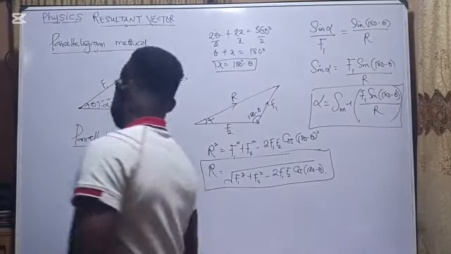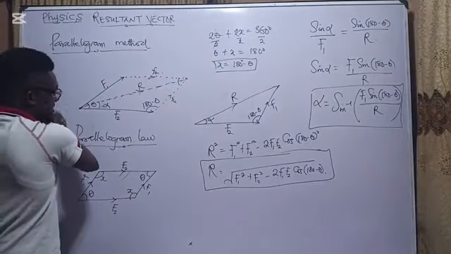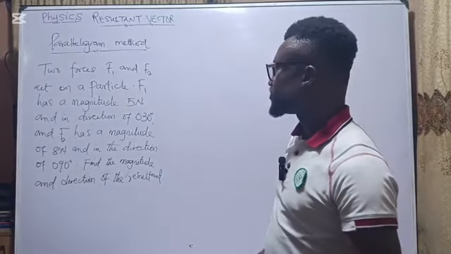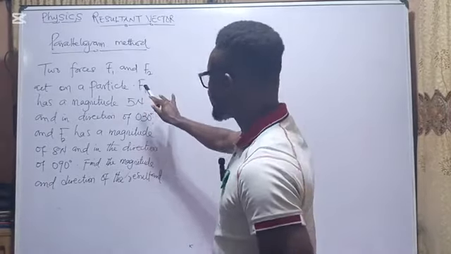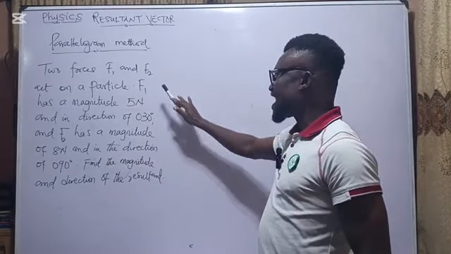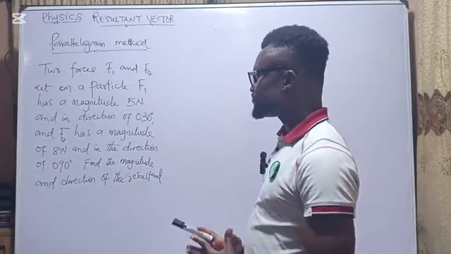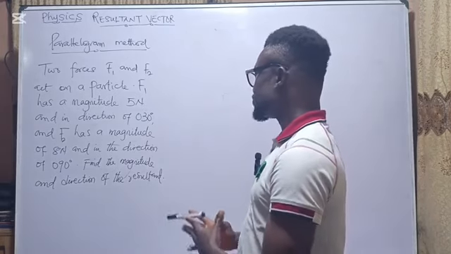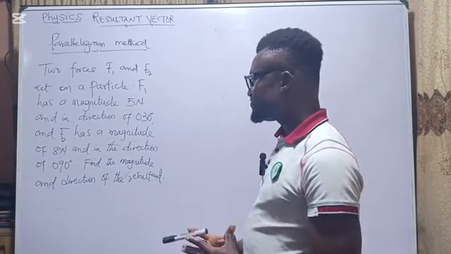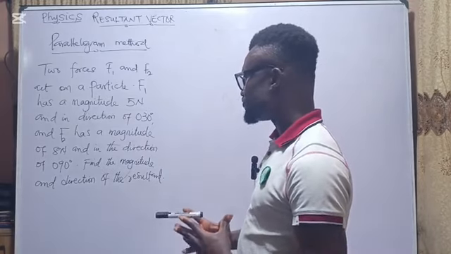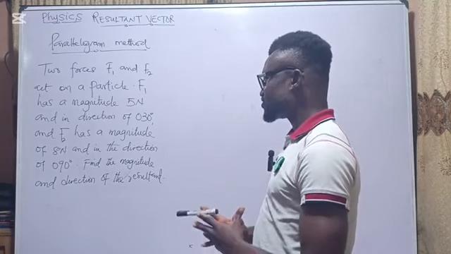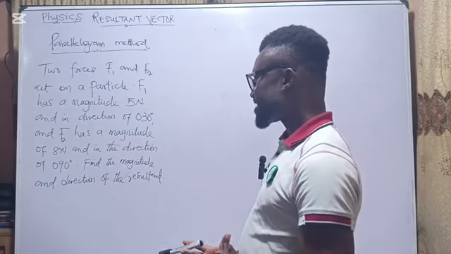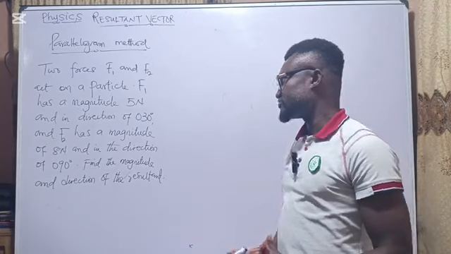Now let's apply it in practice. So we have a question on the board. The question reads: two forces F1 and F2 act on a particle. F1 has a magnitude of 5 Newton and in the direction of 30 degrees, and F2 has a magnitude of 8 Newton and in the direction of 90 degrees. Find the magnitude and direction of the resultant vector.